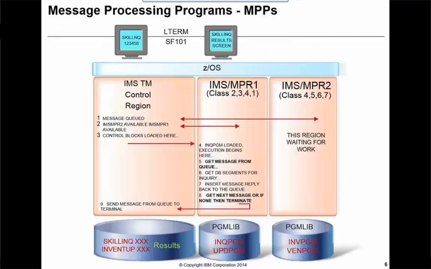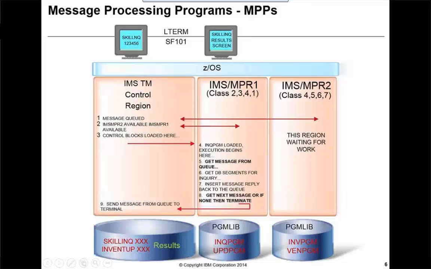A little bit more about MPRs. Let me give you some more information on MPPs running in MPRs. So here in my example, I've got a control region that's up, and of course I've got DLIBATCH and DBRC and all those other address spaces. I've left them out of the picture for simplicity's sake. And then I've fired up 2 MPRs. I've got MPR1, Message Processing Region 1, and I've got MPR2, Message Processing Region 2.